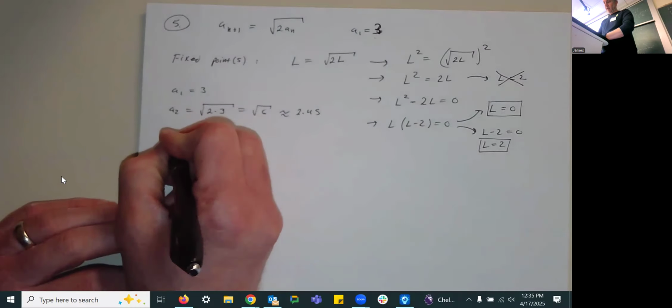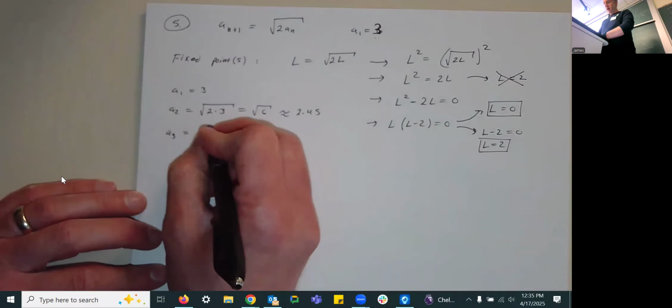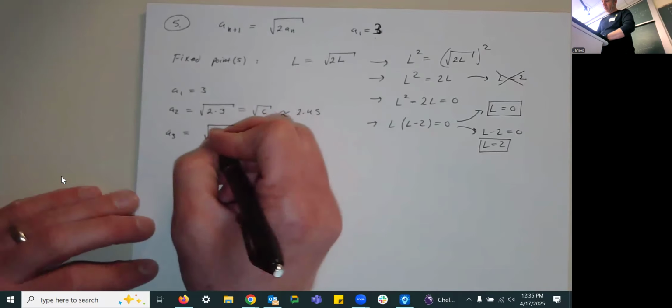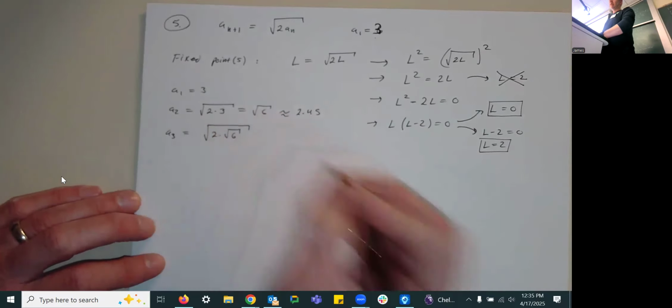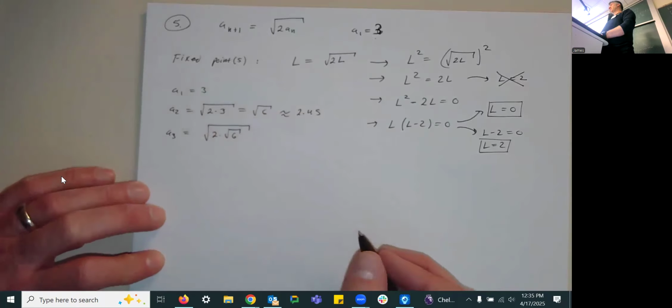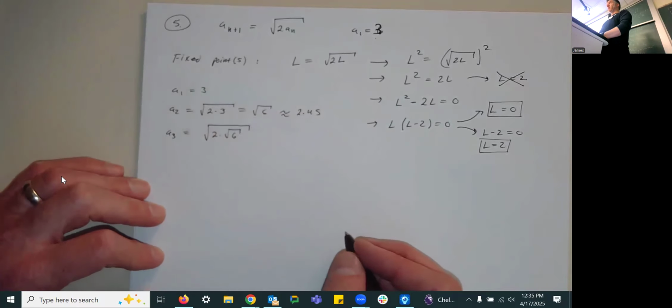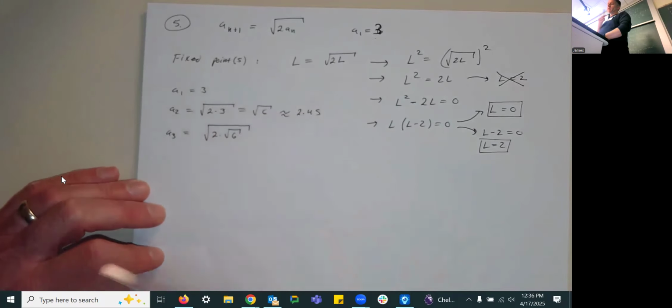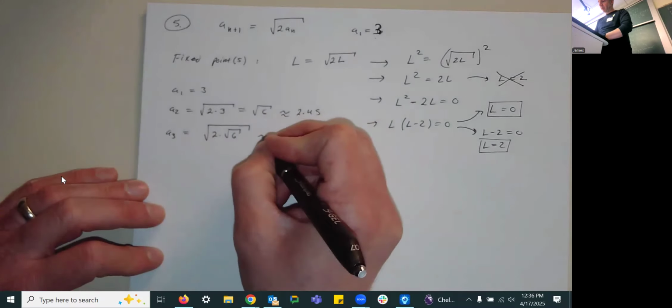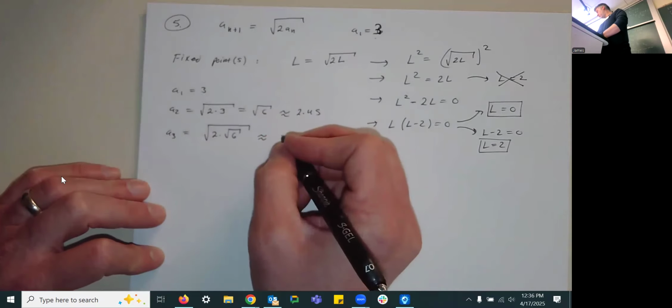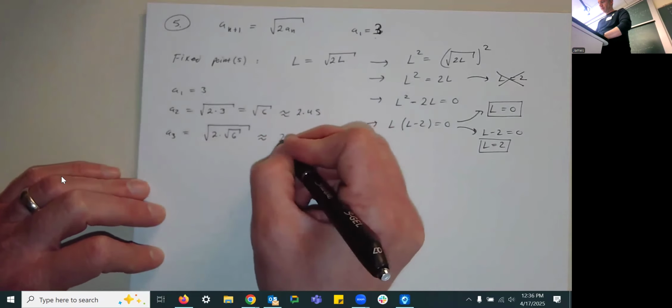Let's see if that trend continues. By plugging in to find a sub 3, it's going to be the square root of 2 times the square root of 6. And again, we really have to use a calculator here to get an idea of what that might be. So that's approximately 2.21.